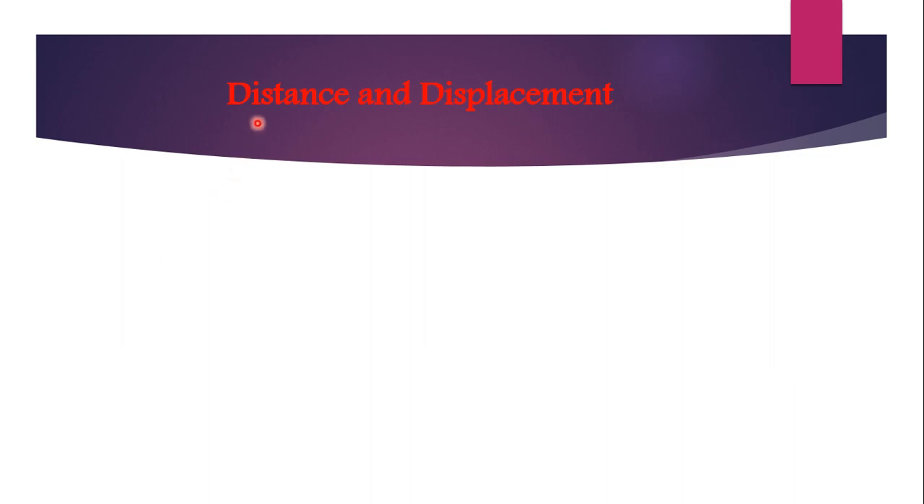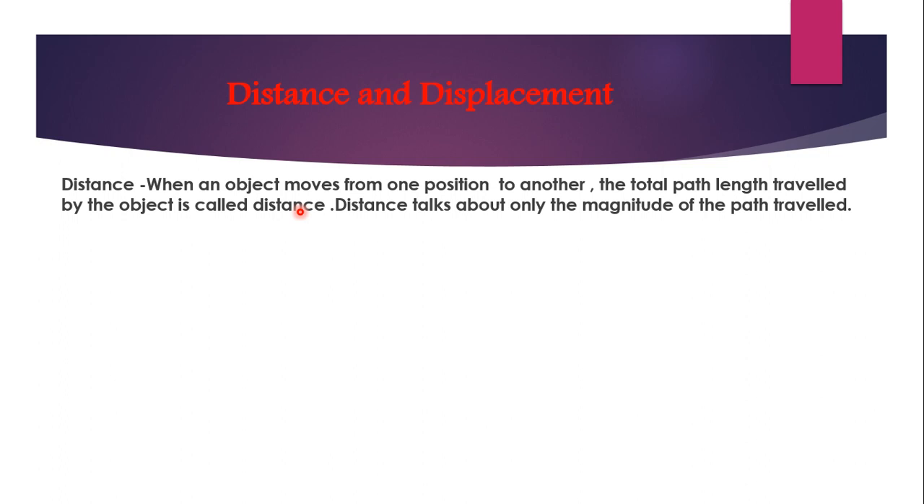After discussing what rectilinear motion exactly is, we have to discuss two important aspects of rectilinear motion. One is distance and another one is displacement. What is distance and what is displacement? So distance. When an object moves from one position to another, the total path length traveled by the object is called distance. Distance talks about only the magnitude of the path traveled, and it does not talk about the direction.